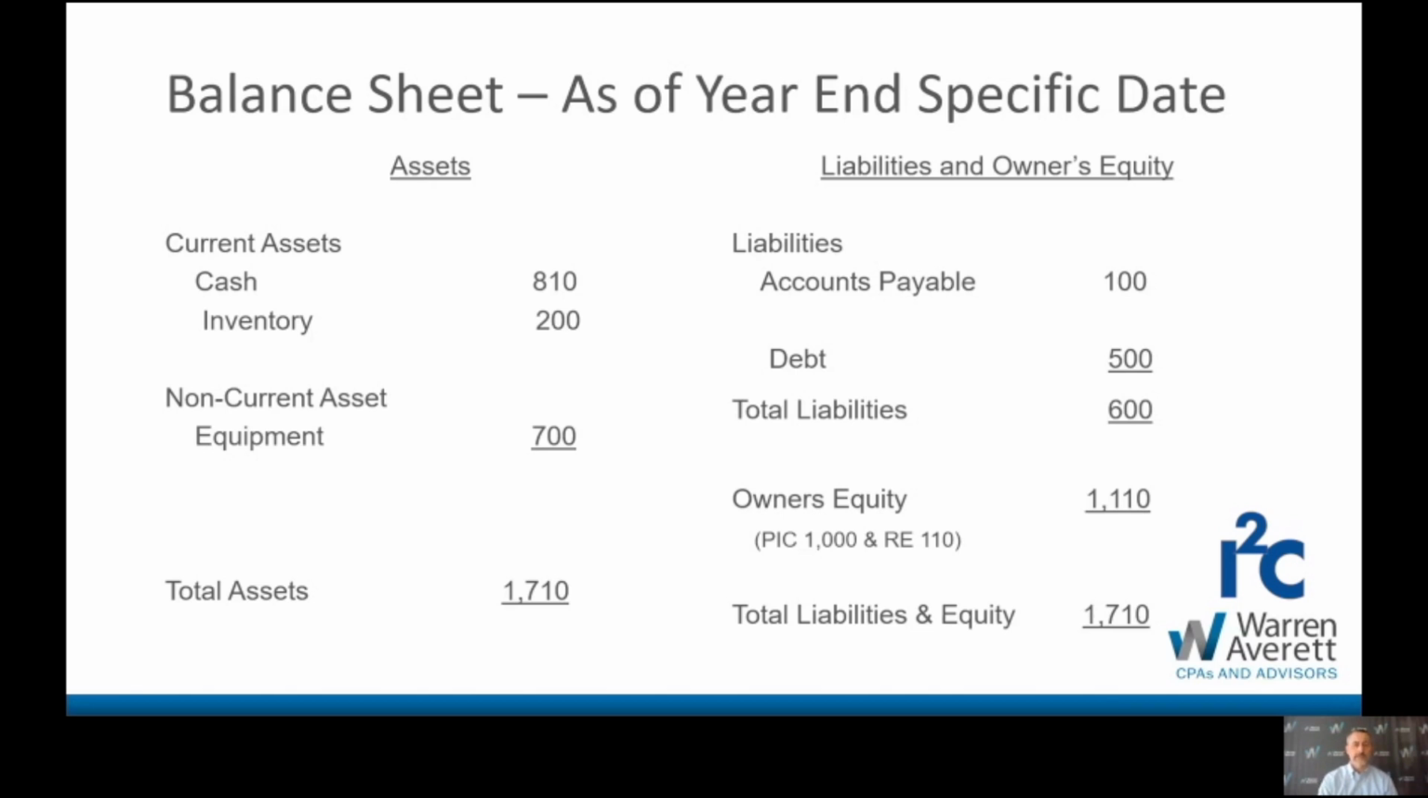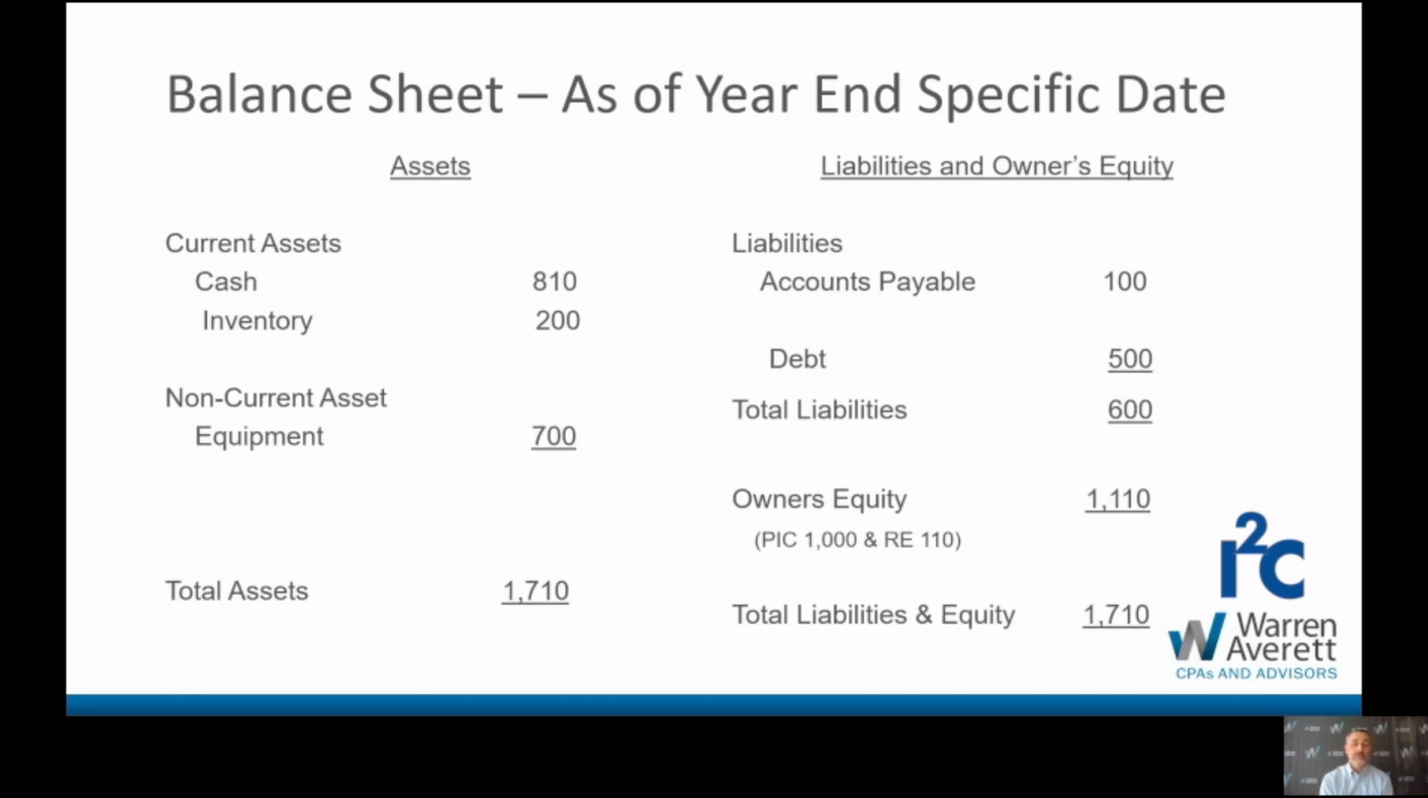Well, who has claims on those assets? As we look at the right side of this equation, we see that first we look at liabilities and third-party claims. We owe accounts payable to vendors of $100, and we borrowed some money during the year from the bank, probably to buy that equipment, and we show that as a liability as well. Those are the third-party liabilities. What's left over is $1,110, which is simply the total assets of $1,710 less third-party claims of the liabilities of $600. That means that our owner's equity is $1,110.